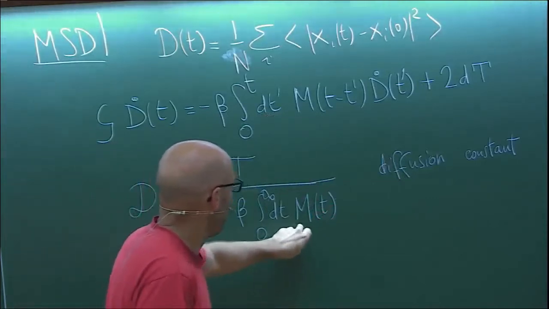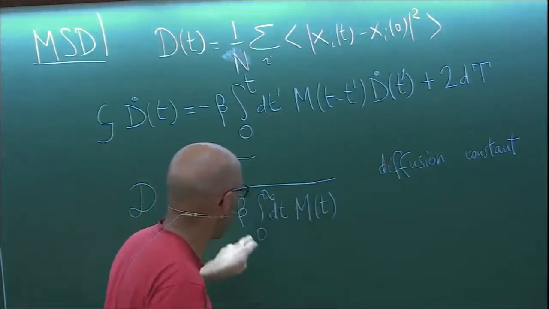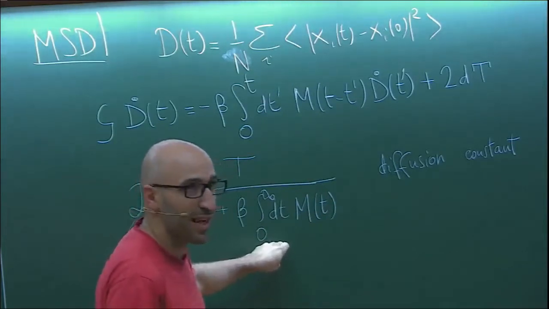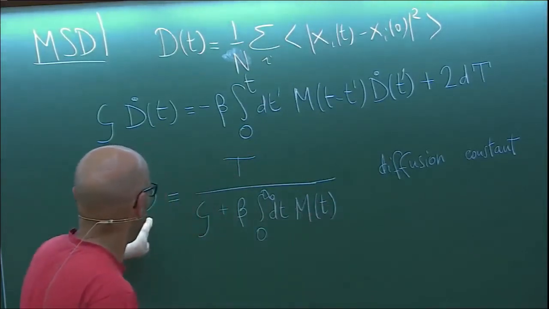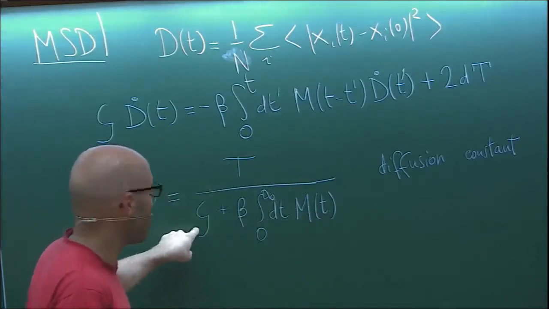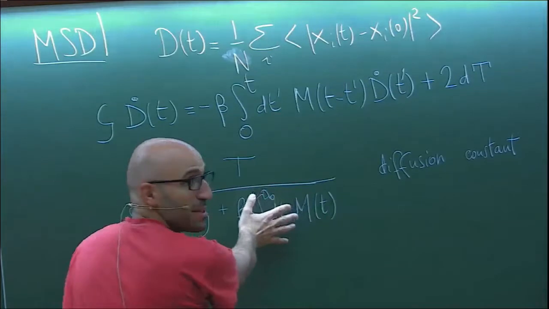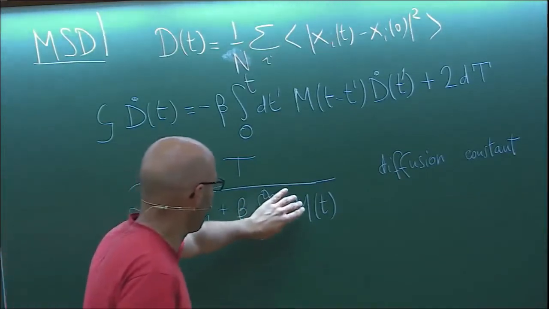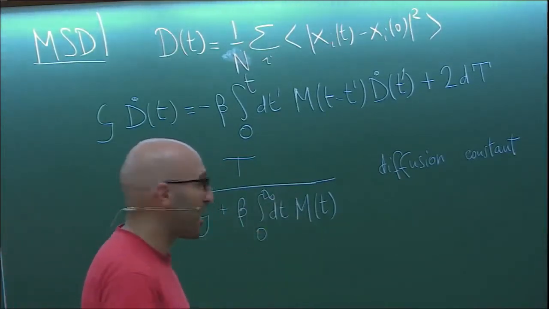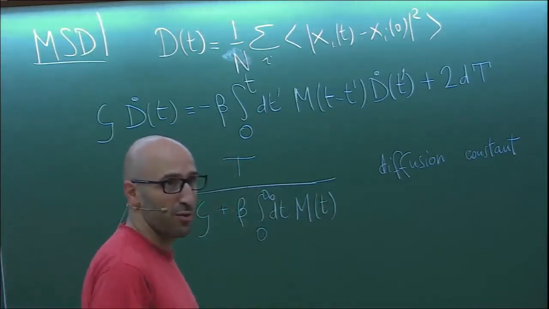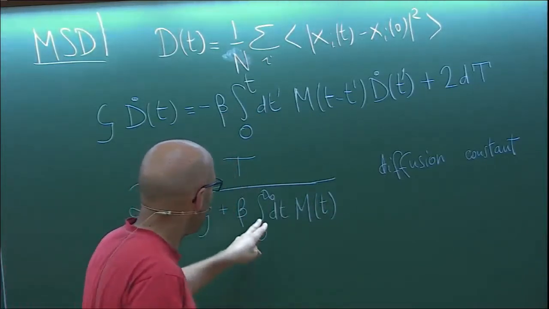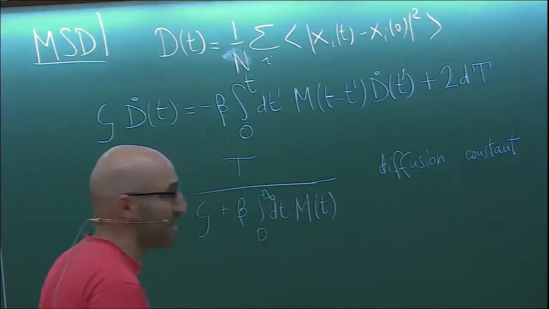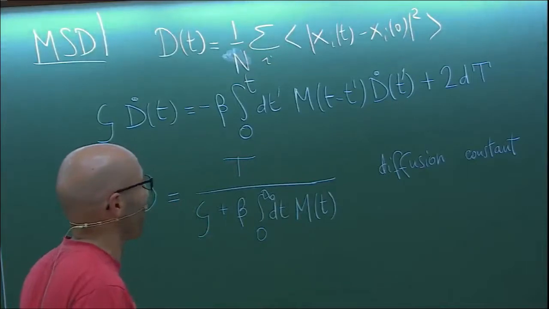So if M decays to zero fast enough that this integral is finite, then the diffusion constant is given by the temperature divided by the friction coefficient. This would be the zero density, the ideal gas limit. In the ideal gas limit, the memory function has a density in front of it, so if the density is zero, the memory is zero. So that's the ideal gas. And then when you switch on the interactions, you have a memory, and this will lower the diffusion coefficient, because M in general is positive. And that's the diffusive regime. So you have a diffusive regime, that's fine.